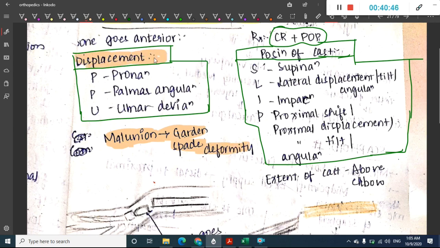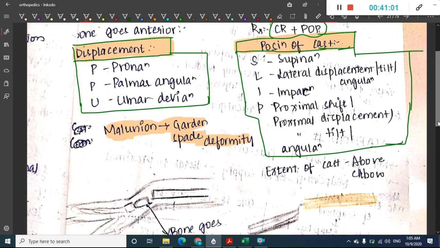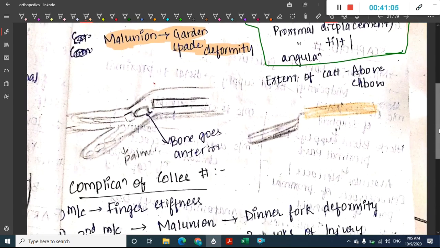What is the displacement in Smith's fracture? Pronation, palmar angulation and ulnar deviation. What is the position of cast in Smith fracture? That is supination, lateral displacement or tilt or angulation, impaction, proximal shift or proximal displacement, proximal tilt or angulation.